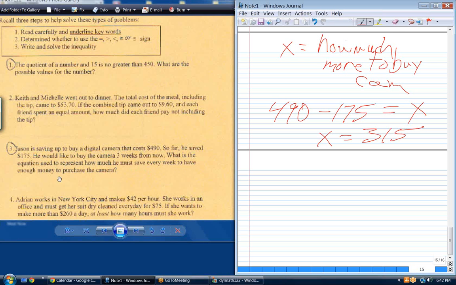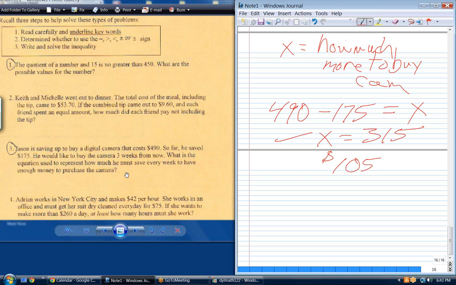But they want to know how much must be saved every week to have enough money to purchase the camera. So would it be $315 per week? No, that's the total amount you need. You've got 3 weeks to save. So you would do 315 divided by 3. So you would have to save $105 each week to buy the camera. But again, that's not really what they want. They want the equation used to represent how much you must save every week.